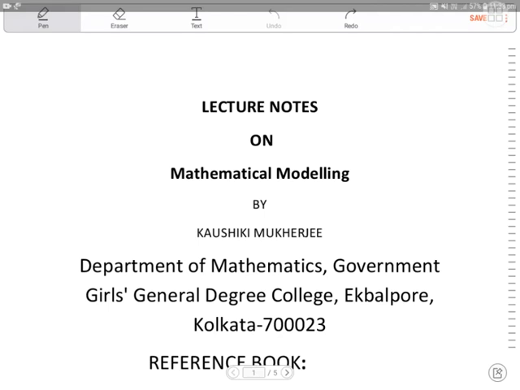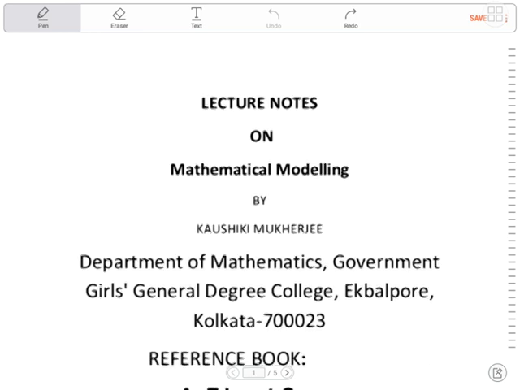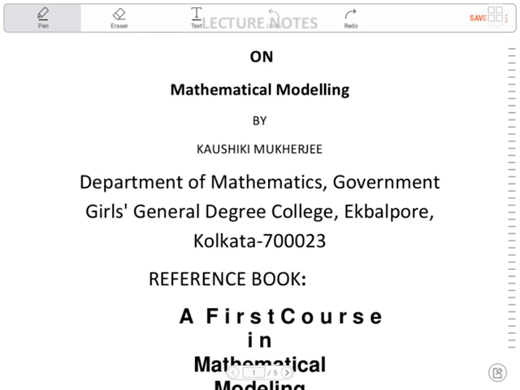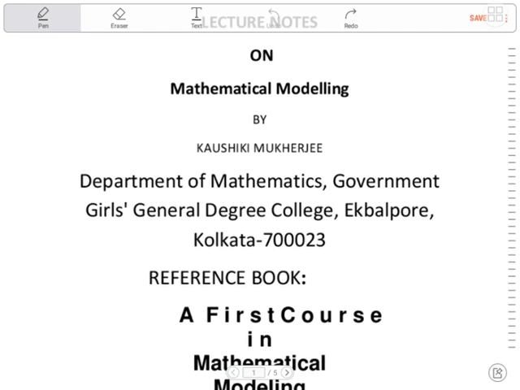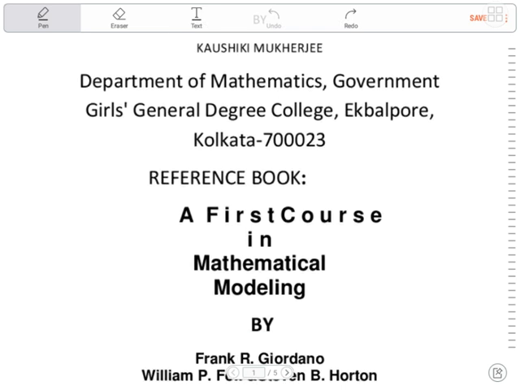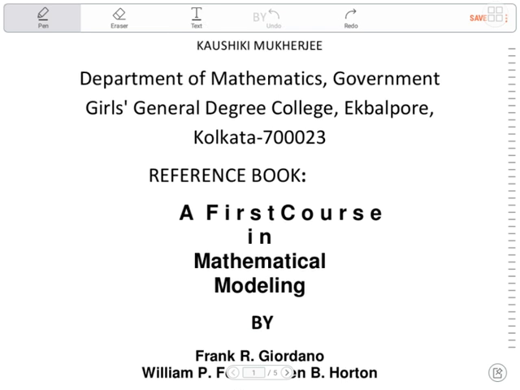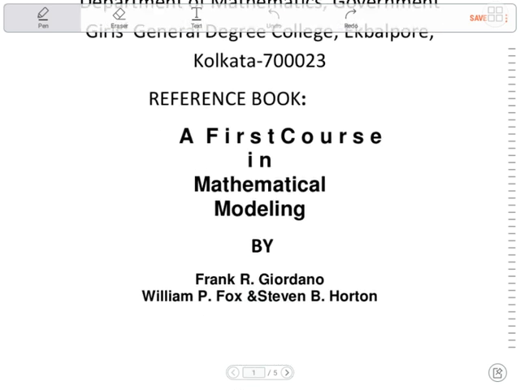Today we are starting with unit 2 of mathematical modeling. Mainly we will discuss random number generation, and two procedures related to random number generation. The standard reference book which we will be following here is A First Course in Mathematical Modeling by these authors.